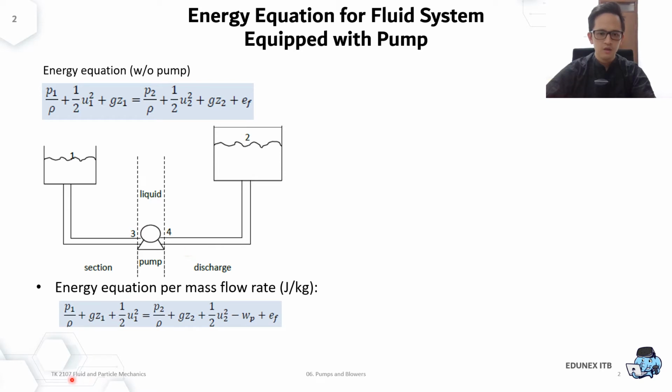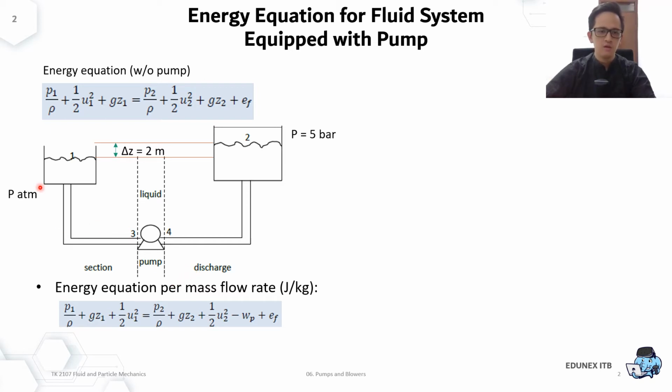In this case, as you can see, it can be expressed per mass flow rate. Everything will be expressed as joule per kilogram. Based on the previous equation, we just have to add one factor over here. On the right side of the equation, it's minus the work of the pump. So the work of the pump itself can be used.